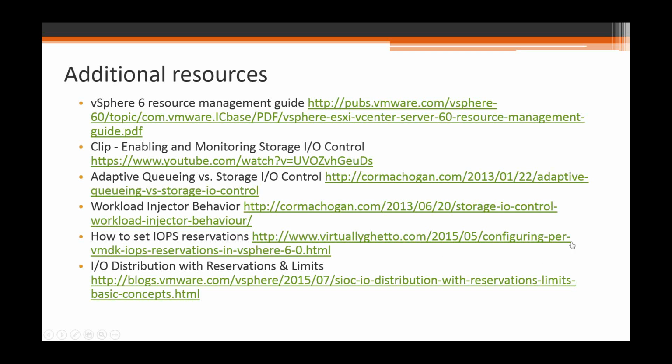This is William Lam's Virtually Ghetto blog post about how to set the IOPS reservations in version 6, and here's the knowledge base article that I showed the graphics from about how distribution of IOPS is done when reservations are set in vSphere 6.